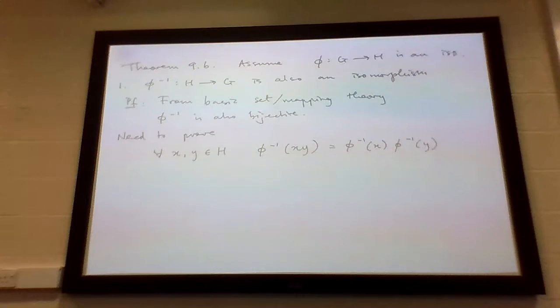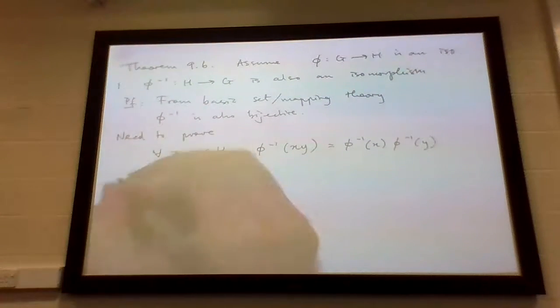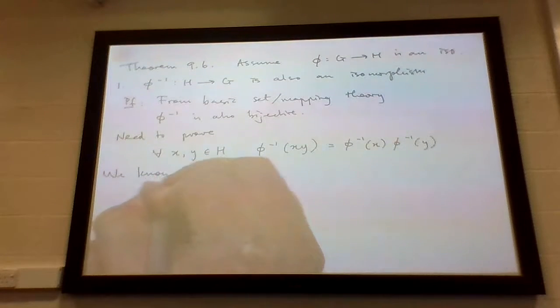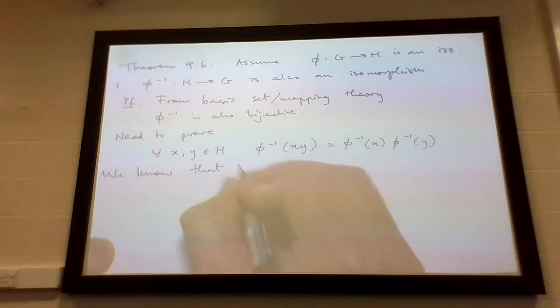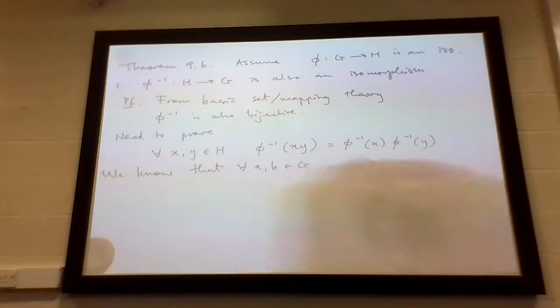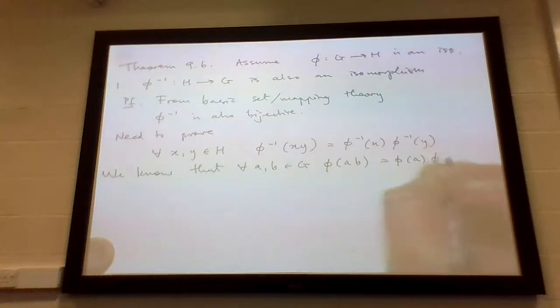How can we prove that? Well, what we've got is the homomorphism property for phi. Maybe we can, well, yeah, we'll have to leverage that. It's because of this that the homomorphism property is also true for phi inverse, okay? So this is the point he doesn't address in the book, but it should be fairly straightforward. So we know that for every A, B in G, phi of the product AB is phi of A times phi of B.